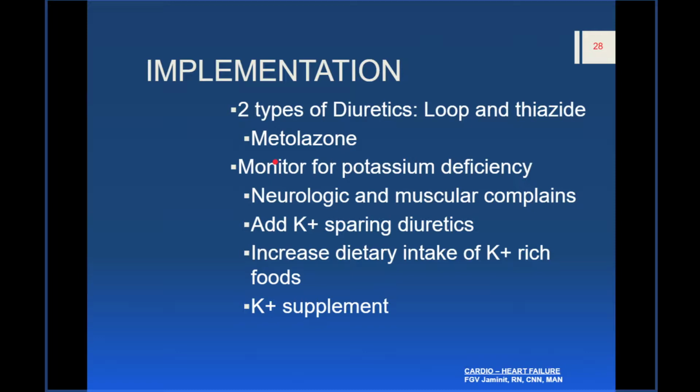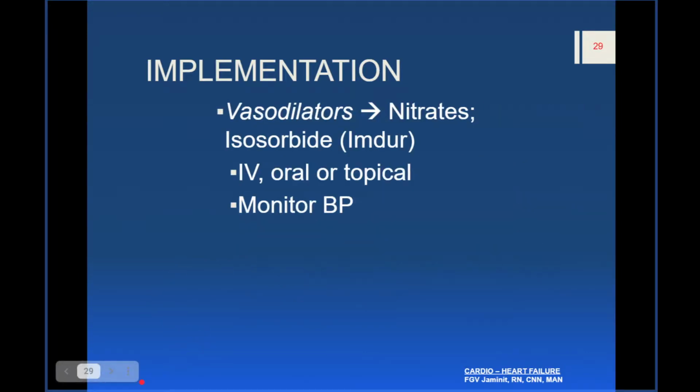If in case you're giving a non-potassium sparing diuretic like furosemide to your patient, you monitor for potassium deficiency. Neurologic and muscular complaints of the patient like cramps can also be monitored. In terms of diet, we can add potassium-rich foods such as orange, banana, melon, and cantaloupe to your patient. The physician may also order potassium supplements together with loop diuretics.